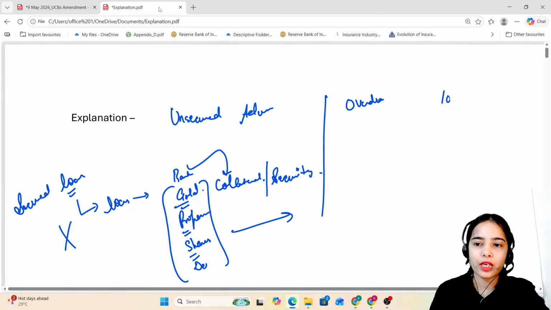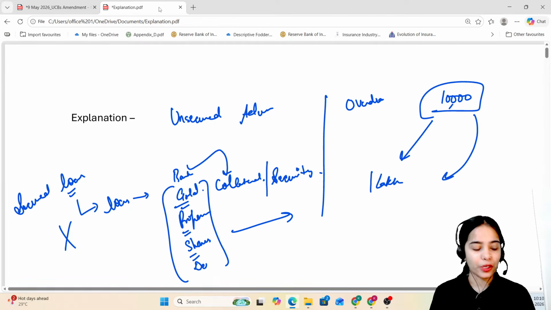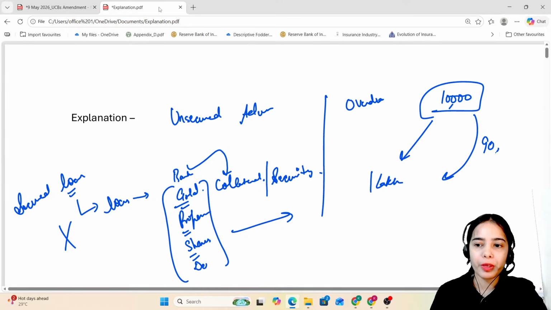Let's say you have 10,000 rupees in your bank account, but you are taking out 1 lakh rupees. So what is the overdraft that you have got? What is the extra money that you have got from the bank? The extra money that you have got from the bank is 90,000. That is a kind of loan that you have taken from the bank for a short period of time.